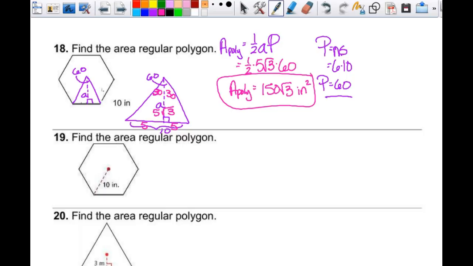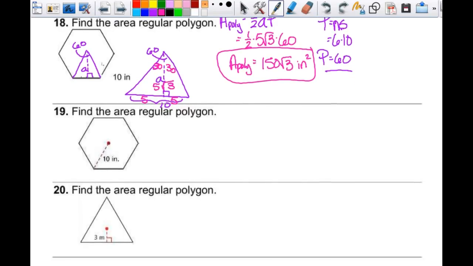So number 19 is another find the area of the regular polygon, and they give you the radius that's 10. It ends up being the exact same problem because in a hexagon, you get equilateral triangles, and so the radius is the same as the side length, so you end up getting the exact same stuff.